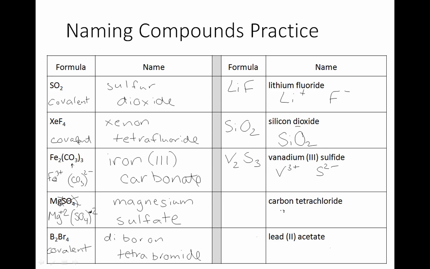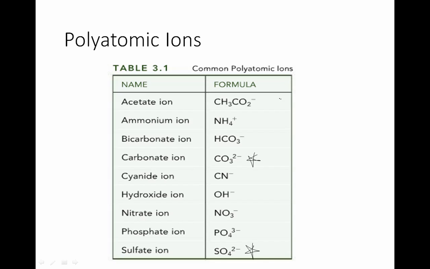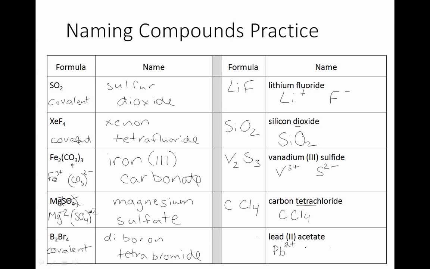Carbon tetrachloride. Carbon, we see the word tetra, so we know it has to be covalent. So chlorine with 4 on it. Carbon tetrachloride. Then lead 2 plus, so we know it has to be a type 2 ion, so it's an ionic compound. And then acetate. Let's go look back over here at acetate. There's our acetate ion.